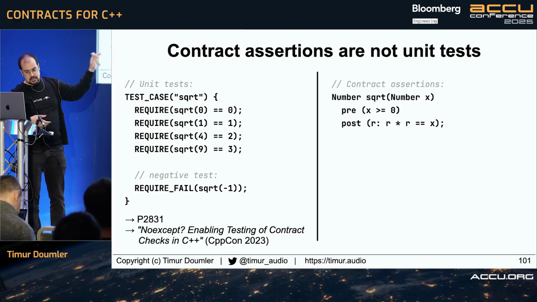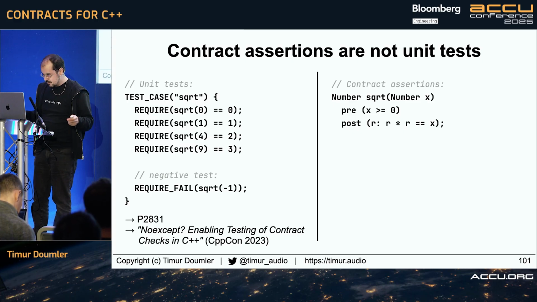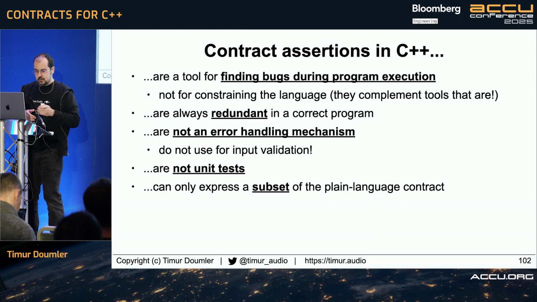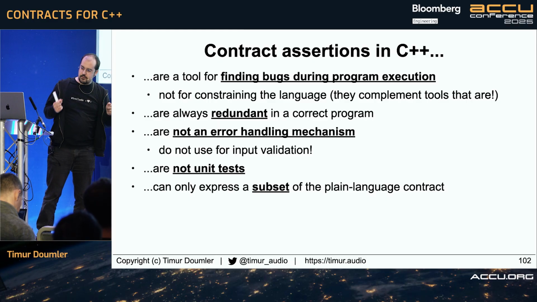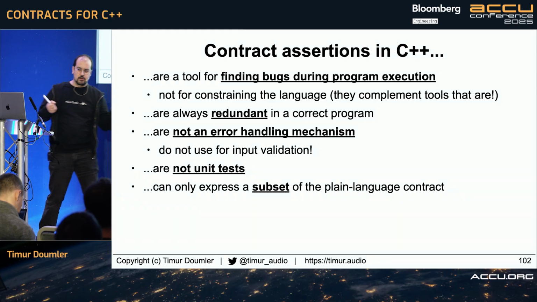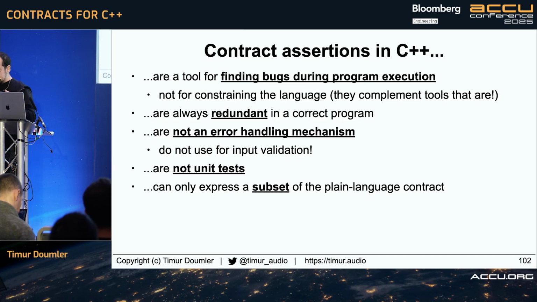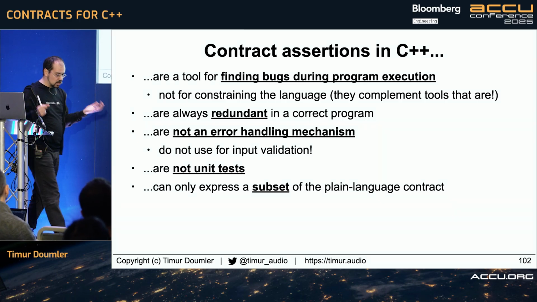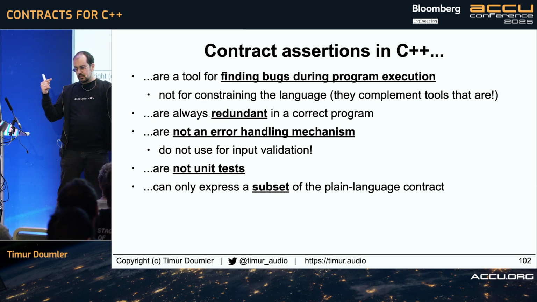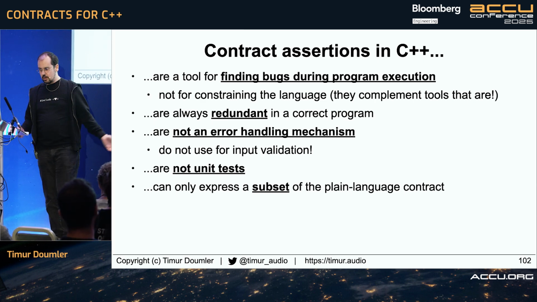So go watch that, read that, very important, not for today. Even more important is that contract assertions can only ever express a subset of the actual contract, the plain language contract, because in general, the plain language contract, the actual contract that determines whether your code is correct, you can't express all of that in code normally.